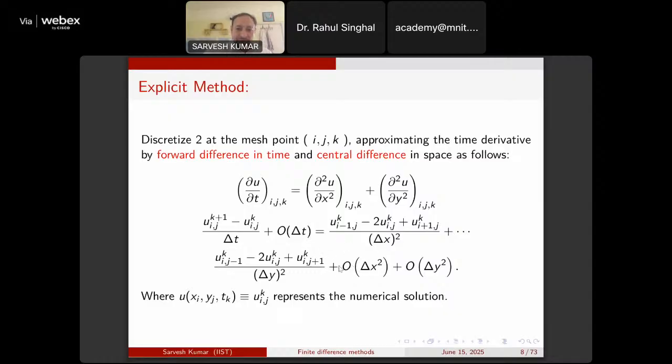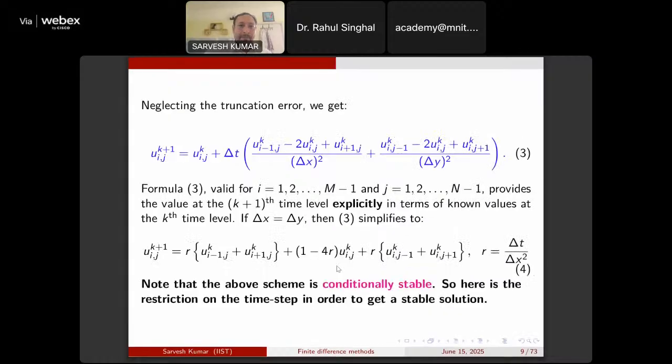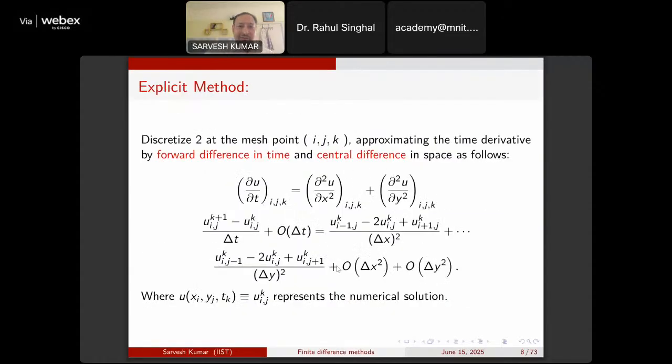So now, if I ignore this order of x squared, this becomes a scheme. So, neglecting the truncation error, actually by writing this itself, there is an advantage here. You can see whether the scheme is consistent or not.